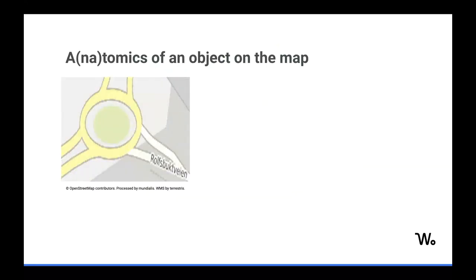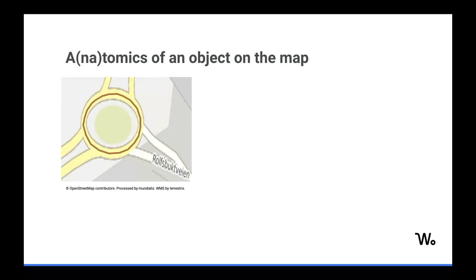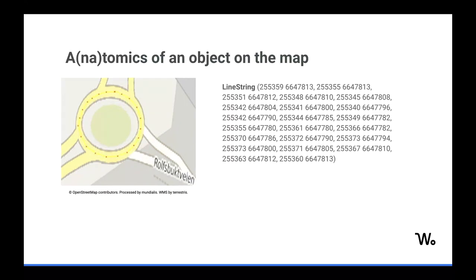Okay, let's dive into the anatomy of an object on the map. For example, we've chosen a roundabout. Although being a round circle, this is actually just a line segment. There are enough individual points in the line segment to make the line look like a perfect circle to us.